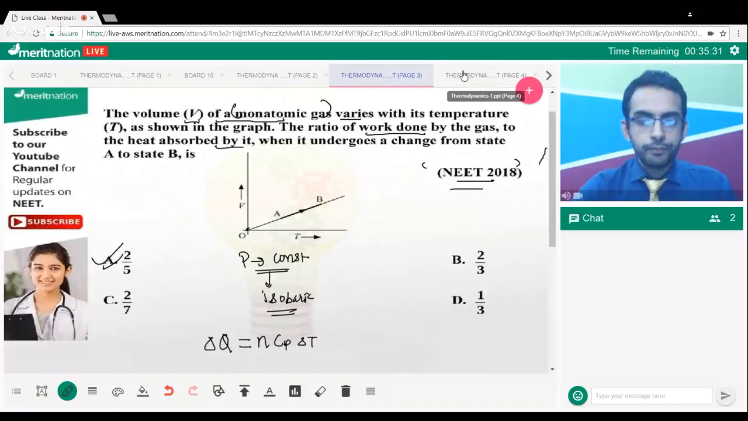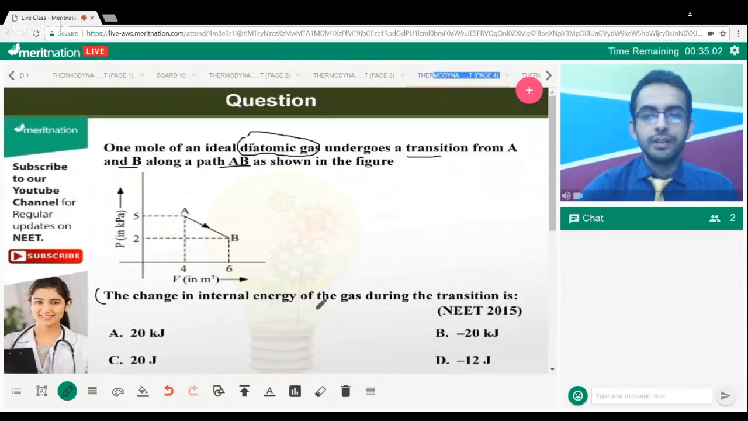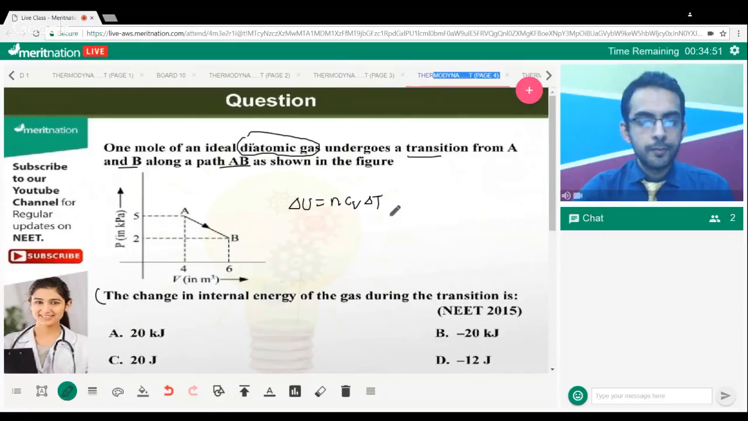Now let's move forward. So this question came in 2015. 1 mole of an ideal diatomic gas undergoes a transition from A to B along a path AB as shown in the figure. The change in internal energy of the gas during the transition is. We have to find the change in internal energy. What is the formula for that? Delta U is equal to nCV delta T.